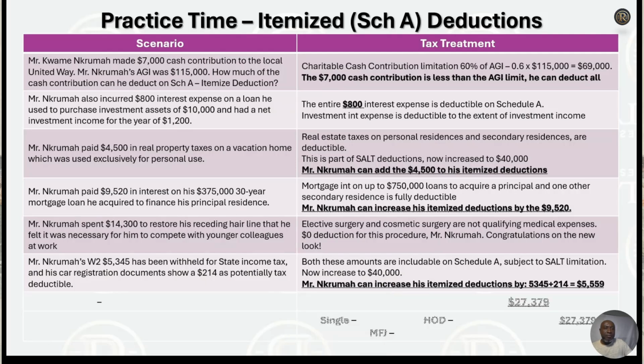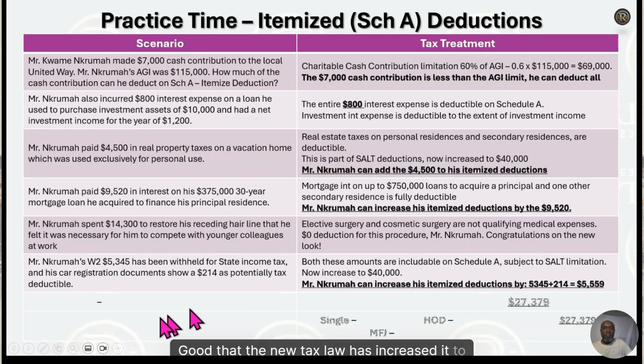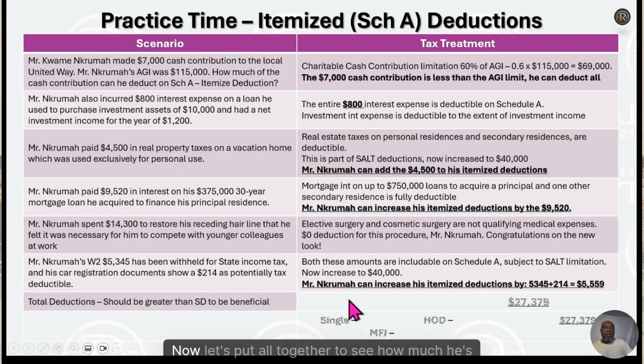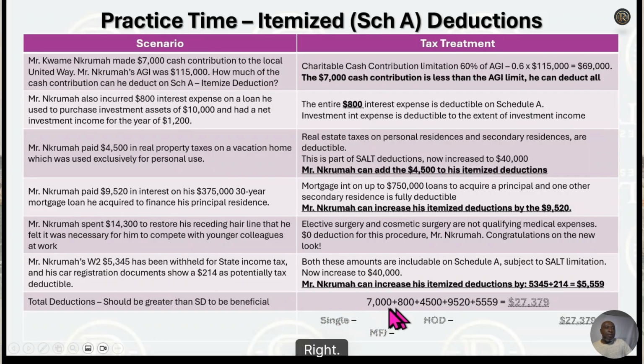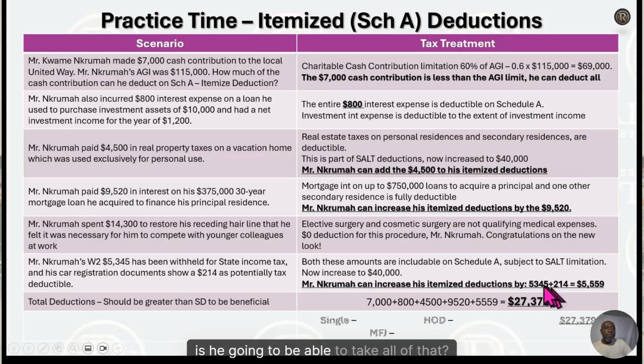If it had been 2024, he would have been limited by the $10,000 deduction limit. Good that the new tax law has increased it to $40,000. So he can still use that $5,345 plus the $214 to get $5,559 also as part of his itemized deduction. Now let's put it all together to see how much he has. So the $7,800, $4,500, $9,520, $5,559, all of that gives us $27,379.